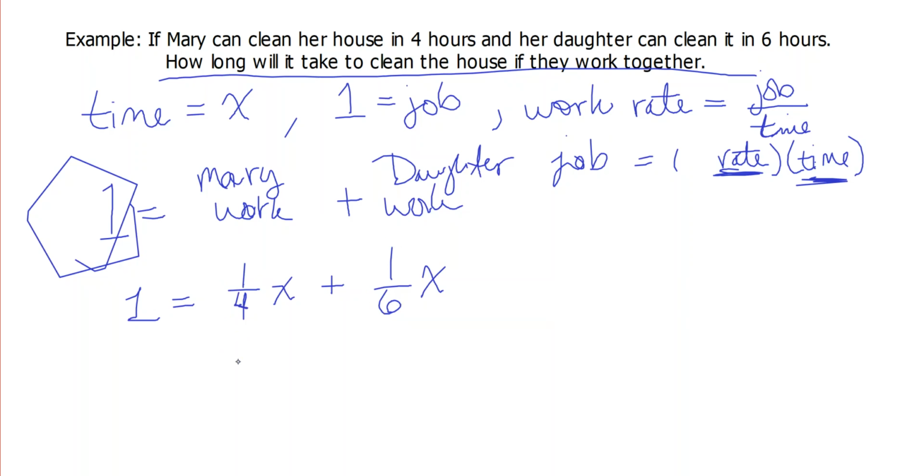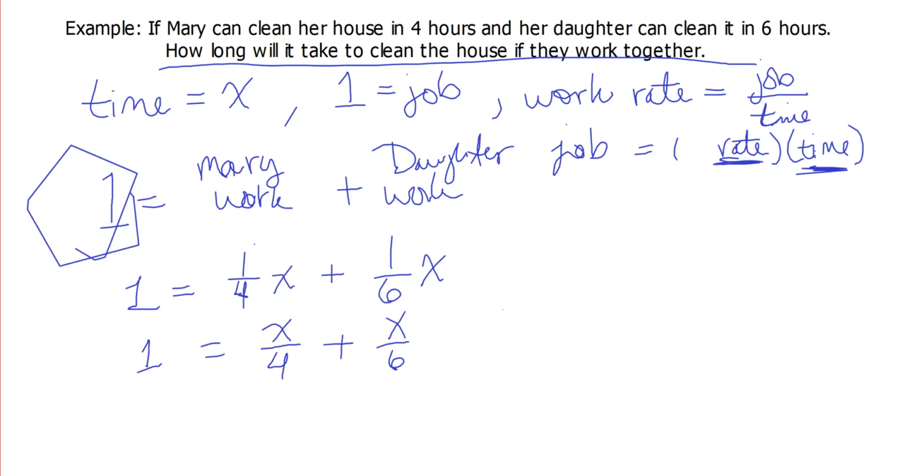So I'm going to rearrange this a little to make it easier to solve. So I'm going to think of this as x over 4 plus x over 6. And there we go. And these always look the same. Whatever the rate is times the time. If your time's the unknown, that's where you're going to put it, and so on and so forth.